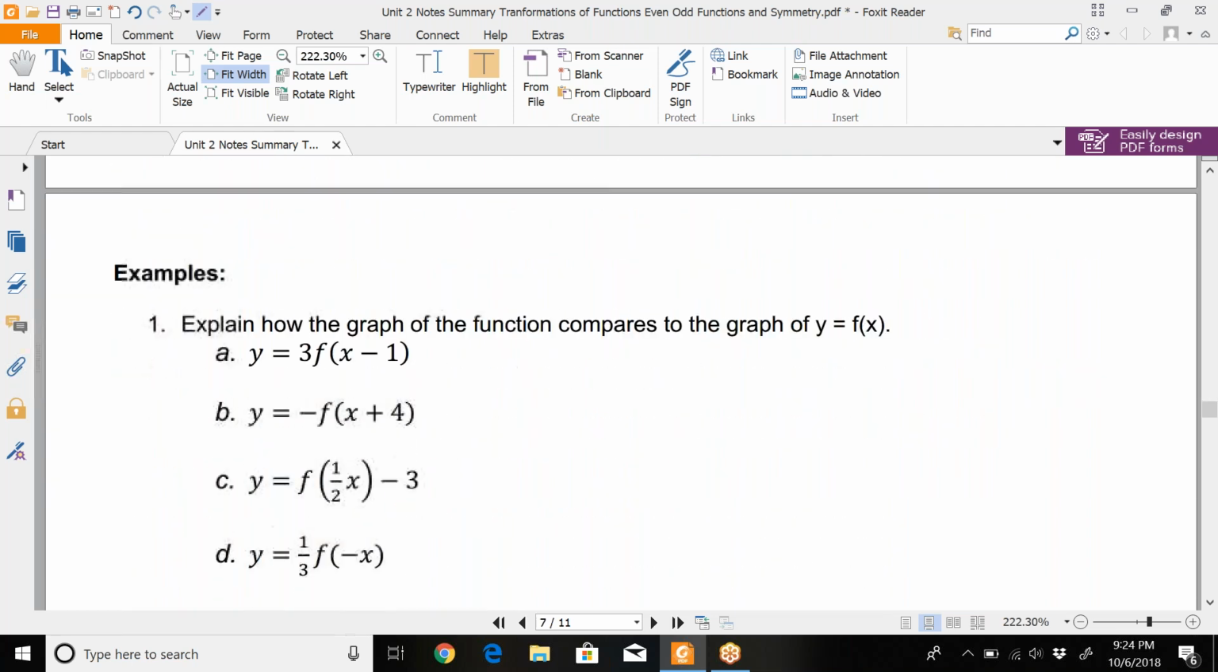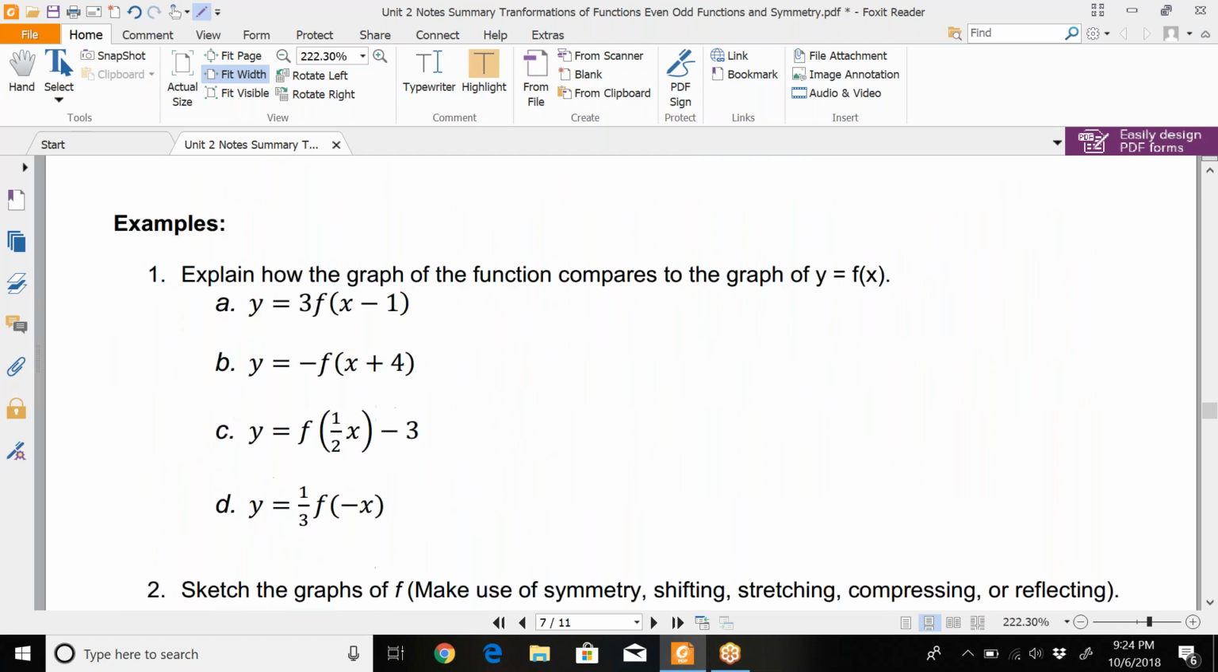So for this first part of this, we're not actually graphing anything yet. We're just going to explain what the transformations are. And notice I didn't give you a specific function. We just don't want to focus on that. We want to focus on what are the transformations.